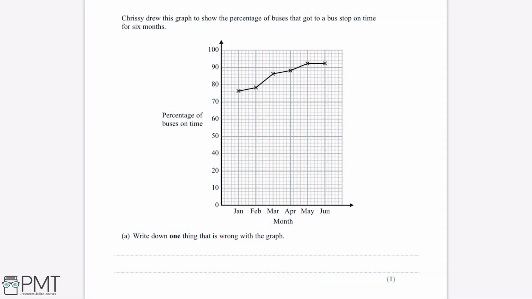Chrissy drew this graph to show the percentage of buses that got to a bus stop on time for 6 months. Write down one thing that is wrong with the graph. So what we can see from this graph is that the vertical scale, which is the percentage of buses which were on time, goes 0, 10, 20 and then 40. So there should be a 30 between this 20 and 40. So one thing that is wrong with the graph is that the vertical scale is not linear.